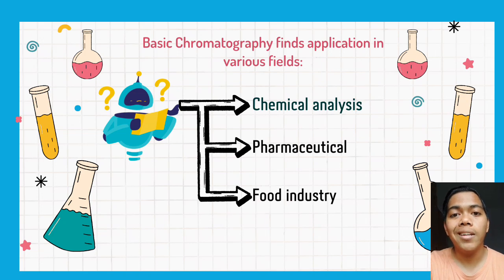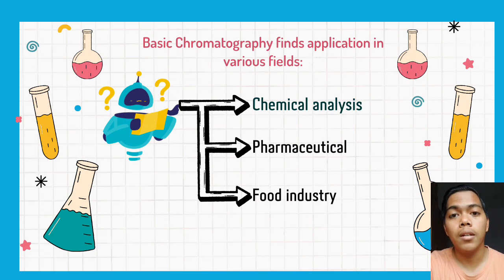For the first one, analytical chemistry is separated into two sections. The first one is qualitative analysis. Qualitative analysis is chromatography widely used to identify the components of a mixture. Each compound in a sample interacts differently with the stationary phase, leading to separation. For quantitative analysis, chromatography can be used to determine the concentration of a specific compound in a mixture by comparing peak areas or heights.